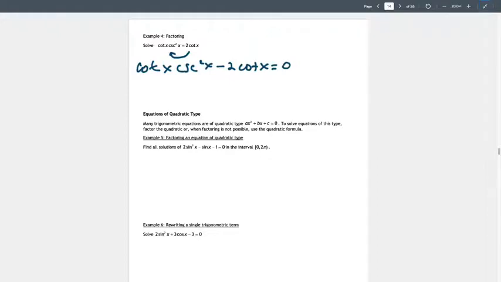All right, now that I've moved it over, I have two terms. This is one term, and this is a second term. They're separated by this minus sign right here. If you'll notice, both of those two terms have a trig function in common, cotangent x, and I'm going to factor out like a greatest common factor. So when I do that, I'm left with, in the first term, cosecant squared x. In the second term, I'm left with minus 2 equals 0.